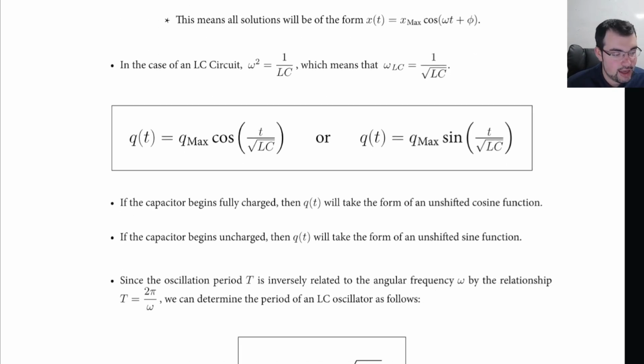And we're going to look at the cases where you're beginning with either a fully charged capacitor or a fully uncharged capacitor. So no phase shifting or anything. We're just looking at the fact that your capacitor is either fully charged, so you want cosine, or your capacitor is fully discharged, so you want no charge, so you want sine. Because cosine 0 is 1, but sine 0 is 0.